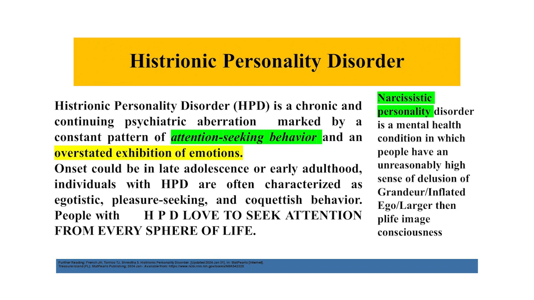So that means they are feigning. Feigning means artificial unconsciousness. Such a type of disorder is histrionic personality disorder. It usually occurs in late adolescence or early adulthood. But such persons are pleasure seeking, egoistic, and they may be coquettish.